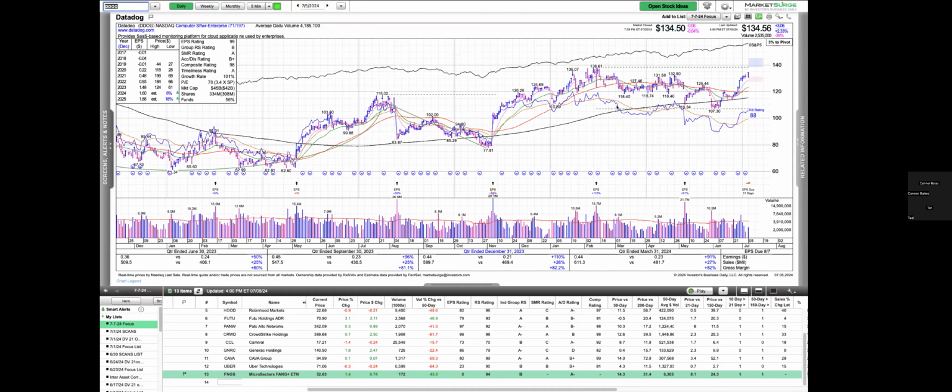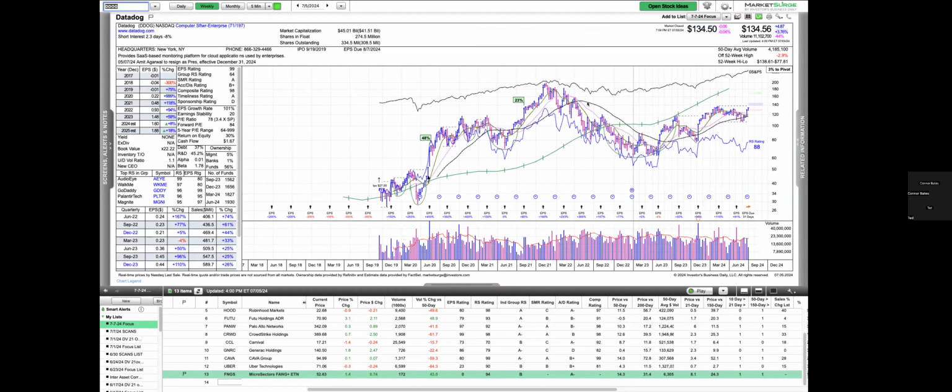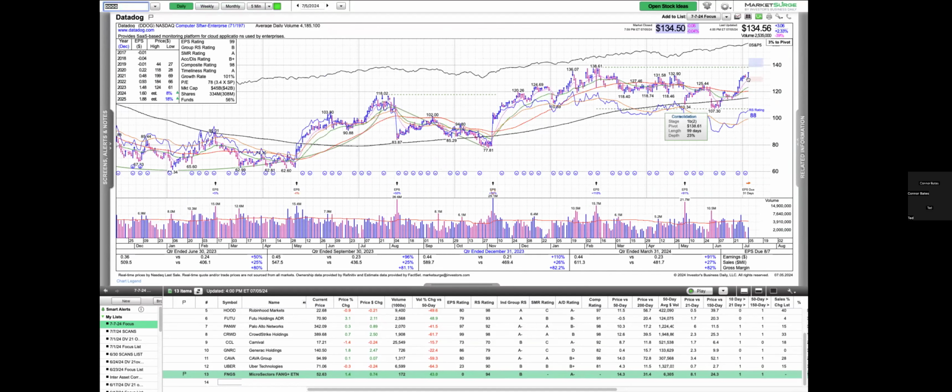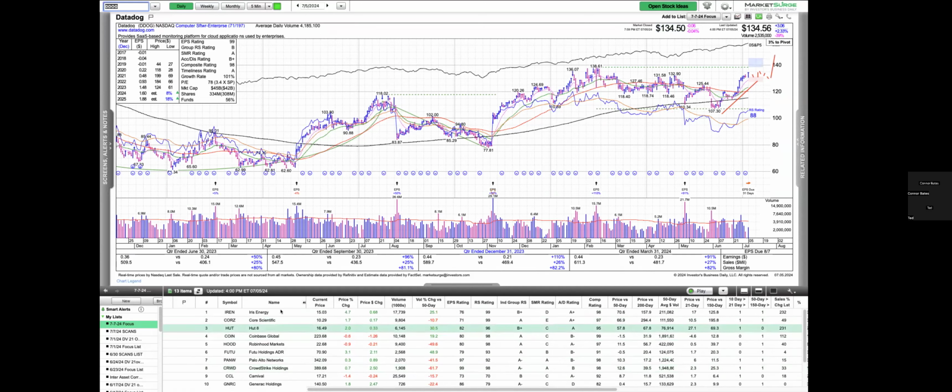Datadog, another software name, was up almost 4% last week. Awesome weekly base. And this has shot up pretty quick. It looks similar to a lot of these software names. Maybe if it can form a couple tight days sideways and then make another move higher. So yeah, that's some focus names for the week ahead. And then Ted, I'll shoot it back to you.